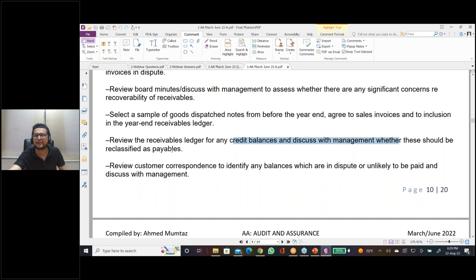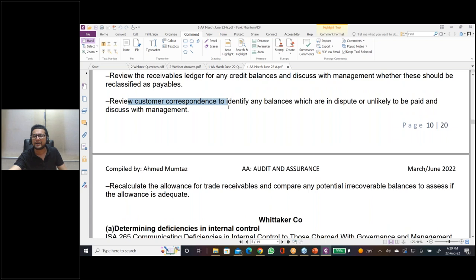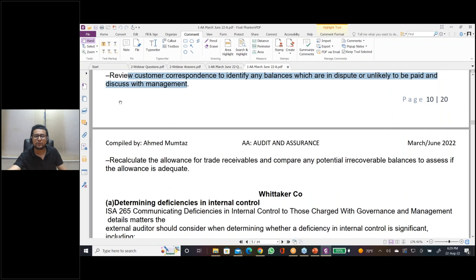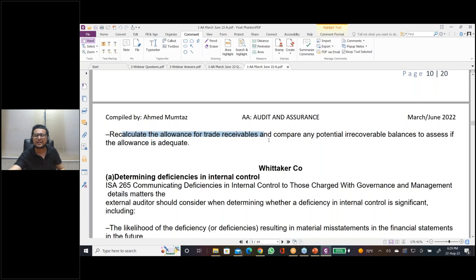Second last, we need to review the customer correspondence to identify any balances which are in dispute or unlikely to be paid. And then we need to have a discussion with the management regarding that. Last but not the least, we can recalculate the allowance for the trade receivables and compare it with any potential irrecoverable balances. Maybe the allowance is not that significant, and on the contrary, the actual bad debts are on a much higher side, so the allowance might not be adequate. So this is how we develop substantive procedures. If you're going to practice it, if you're going to type them again and again, you will be able to understand things.